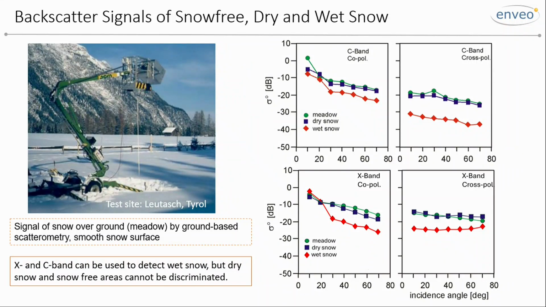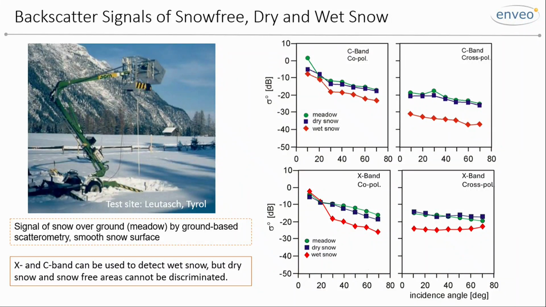When we look to the cross pole, it is in general much lower. We cannot discriminate, and you see here, we cannot discriminate, in principle, the meadows and the dry snow. So that is the snow-free case and the dry snow case. There's a small difference, and the difference is caused actually because of the insulation of the snowpack. The ground below might change during the season. It's not the same as in autumn when we did the measurements.